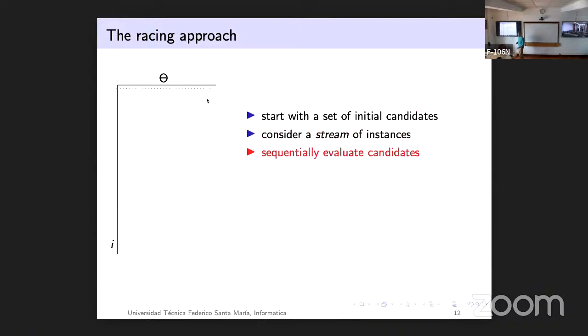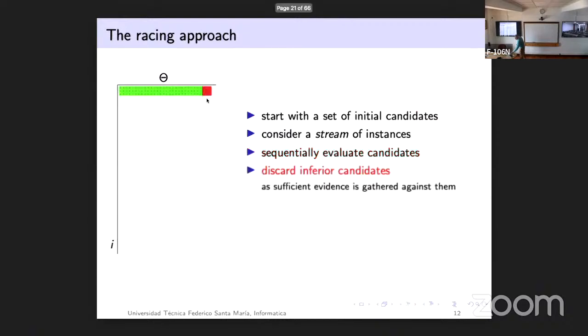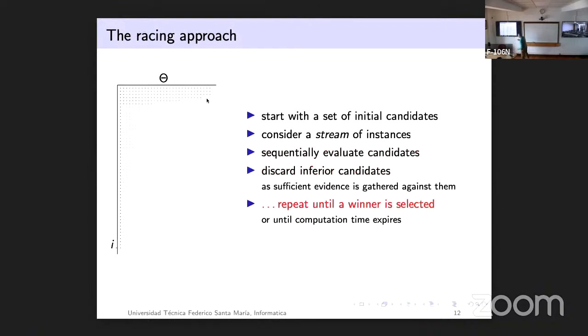There is the first instance, there is the second instance, there is the third instance. And as soon as we have some information on how we can discard inferior candidates, we discard them. Then we go on with the fourth, and we can once again discard some, and so on. This is repeated until a winner is selected or until the computation time is over.